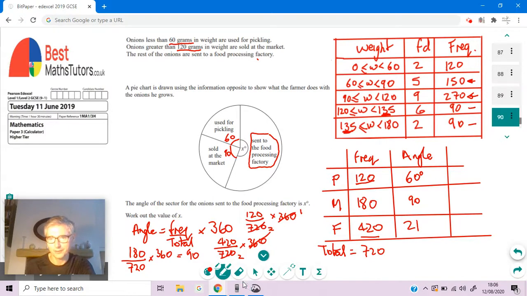And if I add them all together, this is a final check we could do. We would get 60 plus 90 is 150, add it to 210, and that's 360. And that's what it should be, because obviously it's a circle, so all these angles have got to add up to 360. So this one is 210, and we need to just make sure that we indicate that somewhere. So X is 210 degrees.